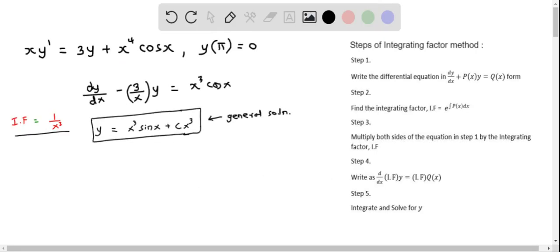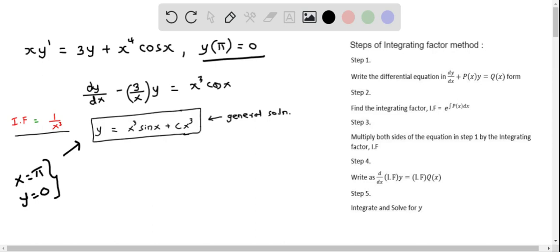We will now find the particular solution of this differential equation. We are going to use this general solution as well as this initial condition to find the particular solution. So what we do here is we take this initial condition, substitute it into this general solution, and determine the integrating constant c, and then put the value of c back into the general solution. That will give us the particular solution. So let's do that. At x equal to pi, y equals 0. This is the initial condition that we are given. So let's plug it into this general solution.